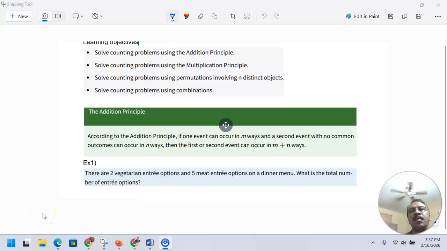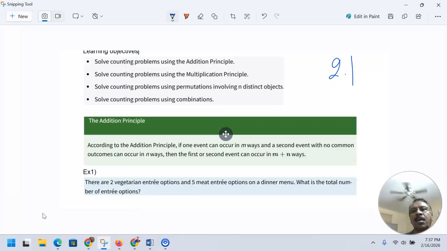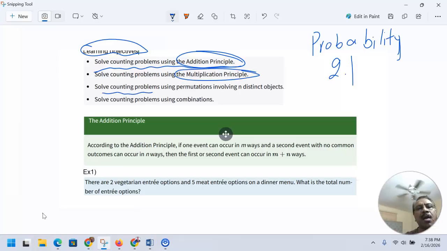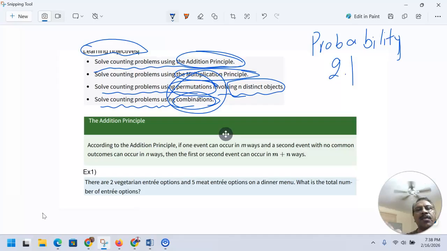Okay, hello students. This is lesson number 2.1, and the objective for this lesson is probability. Probability basically means chances. We'll see as we progress. So the learning target is to solve counting problems using the addition principle, the multiplication principle, and a new vocabulary word, permutation, involving n objects, and also solving counting problems with combinations. So these are the two things we are going to learn: what is permutation, what is combination, as we progress.